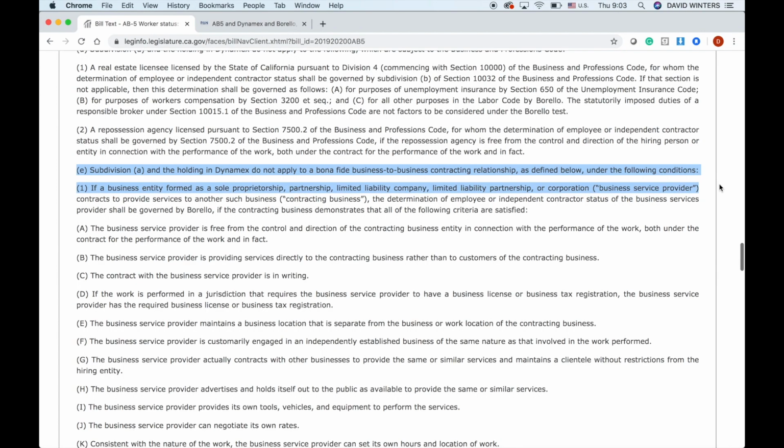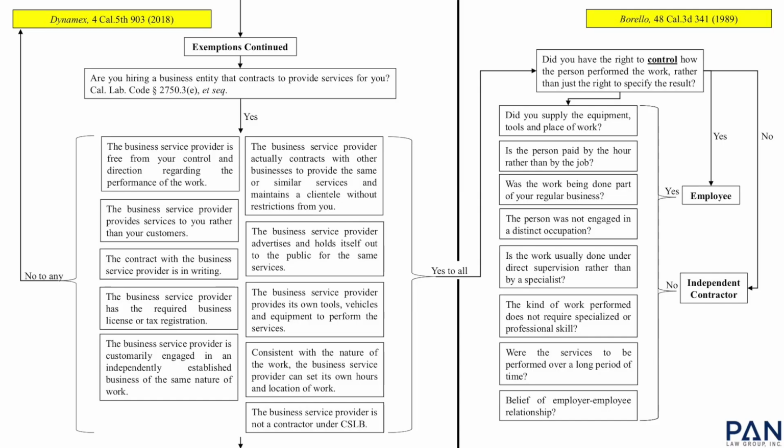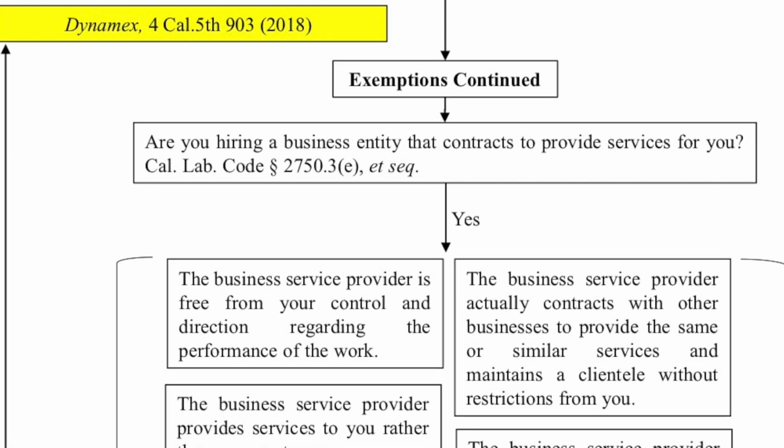The business entity is formed as a sole proprietorship, partnership, limited liability company, limited liability partnership, or corporation. I'm a California corporation. So moving on. A, the business service provider is free from your control and direction regarding the performance of the work. Yes. And when we advance on to item K, I'll explain this in greater detail.